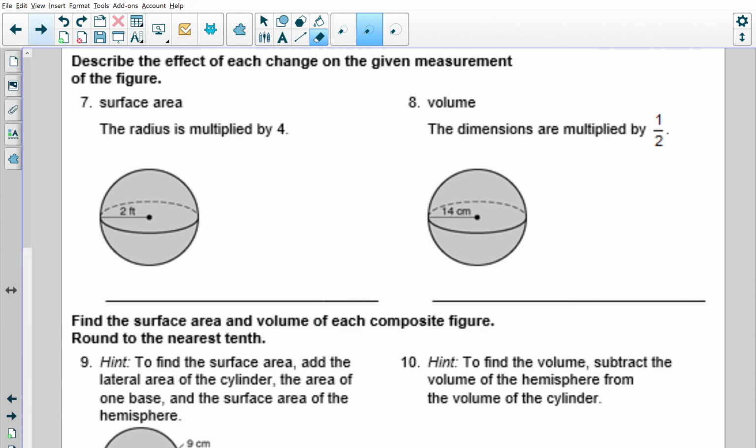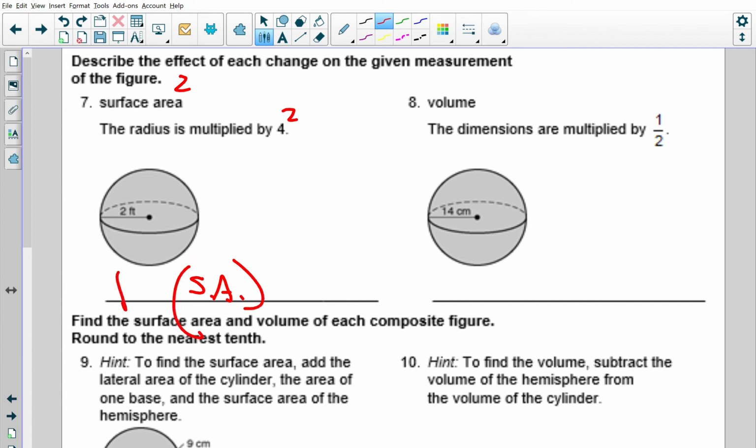We've actually already done this page in the solid geometry, what happens. So I'm going to go pretty quickly through this. Surface area, that means squared. So that means this needs to be squared, which means the surface area is multiplied by the square. Volume is cubed. That means the dimensions are multiplied by the cube of that. And 1/2 cubed means that the volume is multiplied by 1/8. Pretty simple.